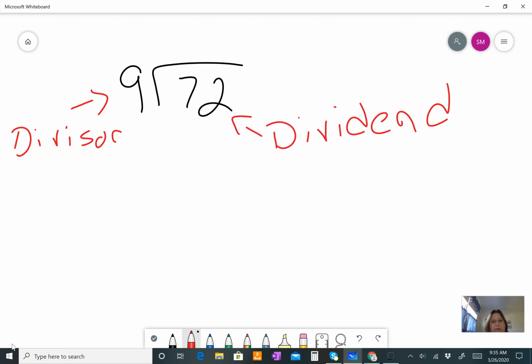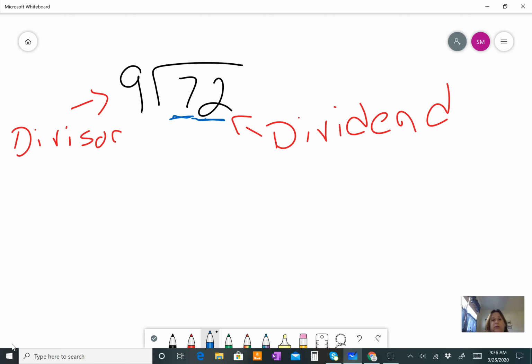Sometimes it makes life easier to break it into pieces. So I start off, say, can 9, my divisor, divide into the 7? I want to start there with the 7. Can 9 divide into 7? The answer is no, because the dividend number has to be larger than or equal to the divisor in order for it to go in. So in that case, we now have to include the next number.